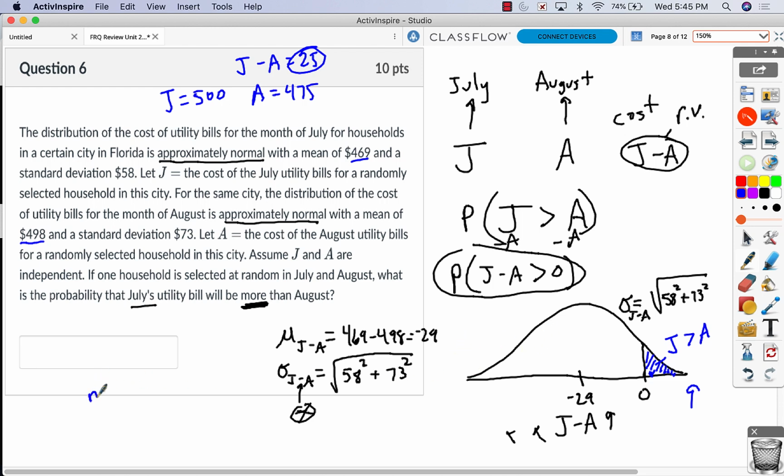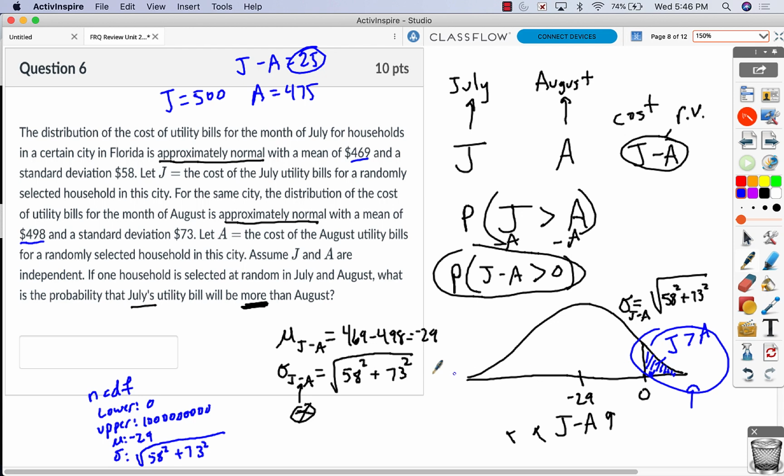Okay, so how do we do this? Normal CDF. Your lower is going to be 0. Your upper, you just need to pick a number really far from 0. J cannot be this much bigger than A. The mean is negative 29. And the standard deviation, I'm not even going to figure it out because then you're going to get round off error. I'm just going to put this right in here. 58 squared plus 73 squared. And then this will give me that probability right there.